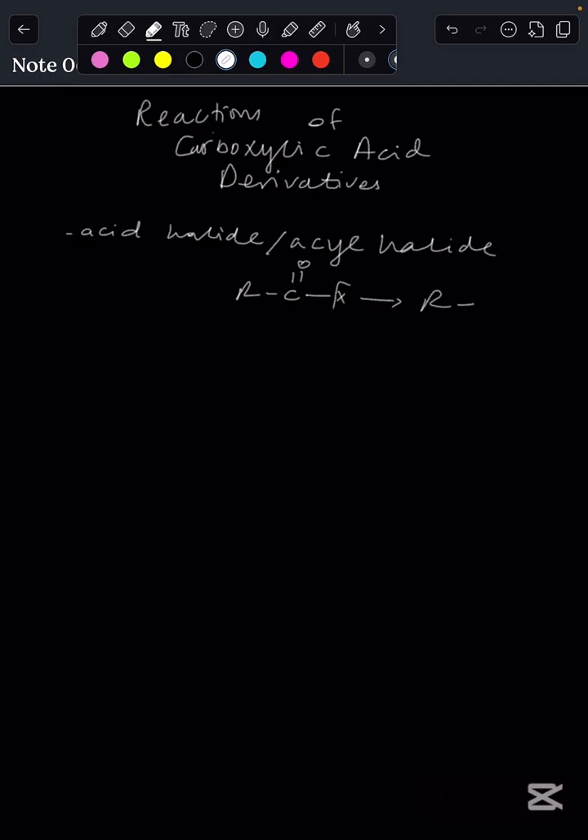Alright, so right now we're going to discuss the reactions of carboxylic acid derivatives. Now the derivatives of carboxylic acid include acid halide or acyl halide, which looks like this. Now this, with the elimination of the halide, looks like this. So this over here is called an acyl group.